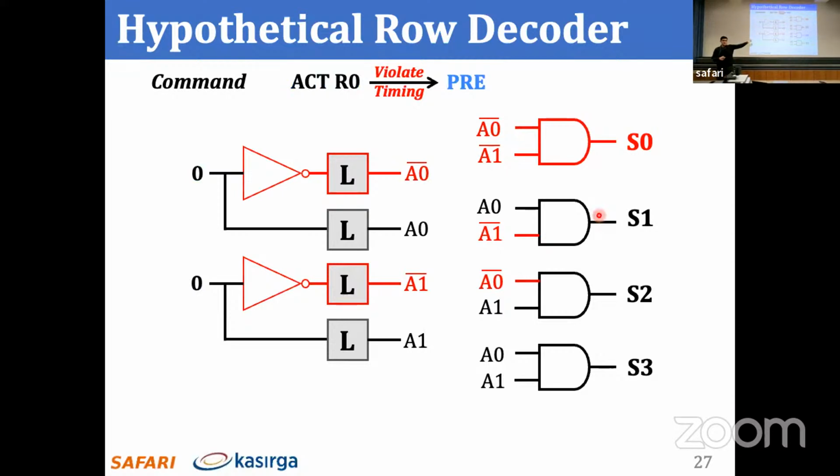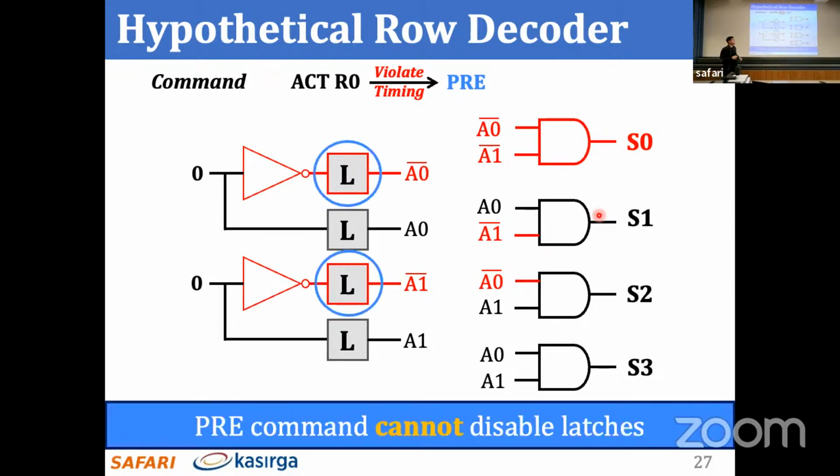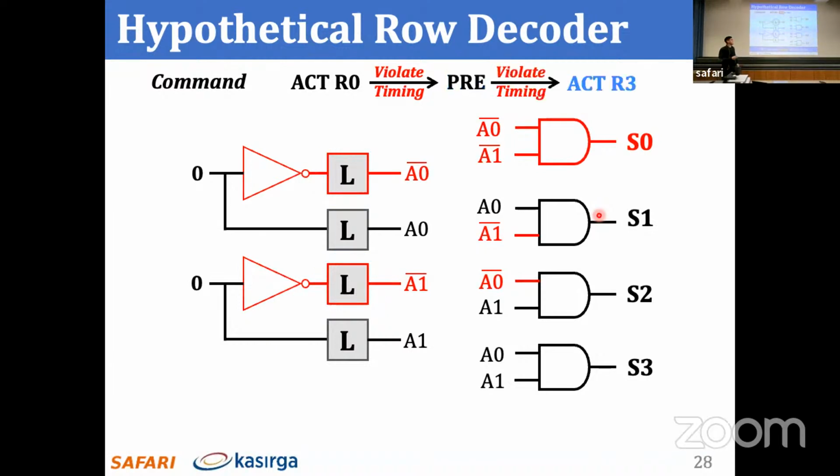Then we violate the timing of the activate to pre-charge delay, so that the circuit is disturbed and the A0 bar and A1 bar will still remain open, because we didn't give enough time to the pre-charge circuitry to do its job correctly. As I said, the pre-charge command cannot disable these two latches because there's not enough time.